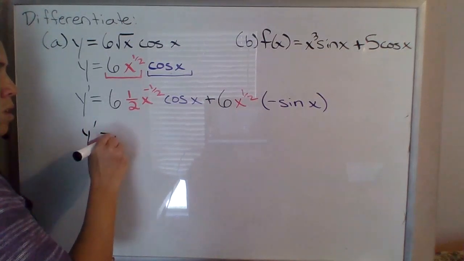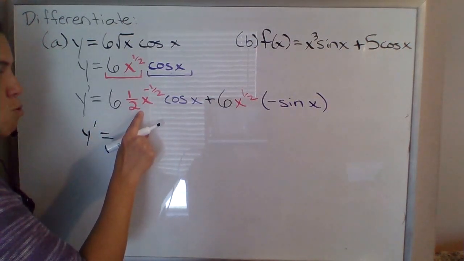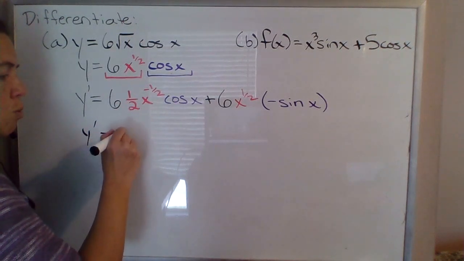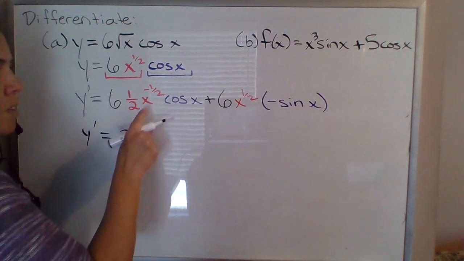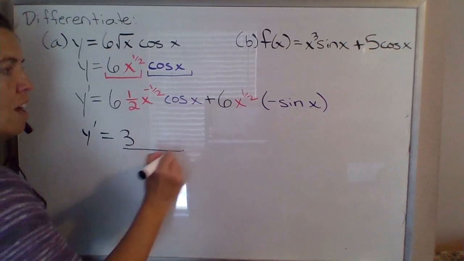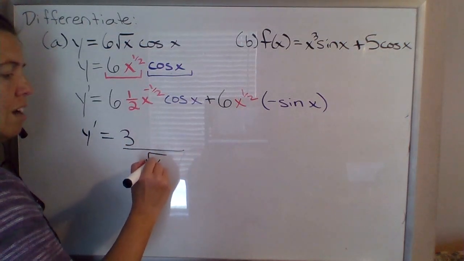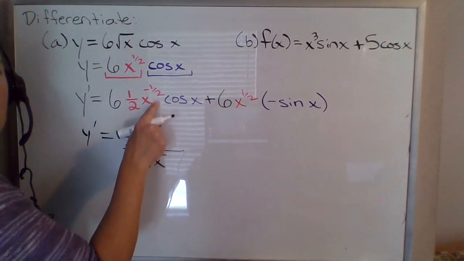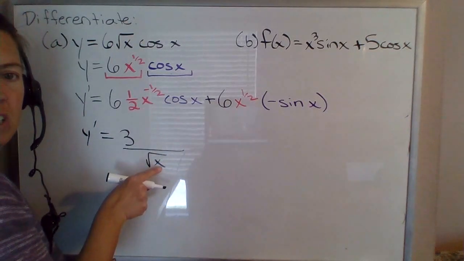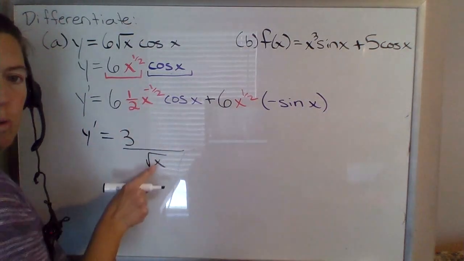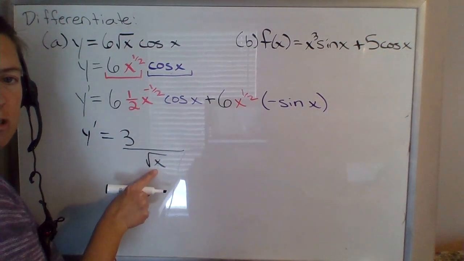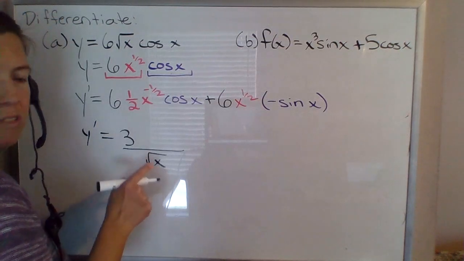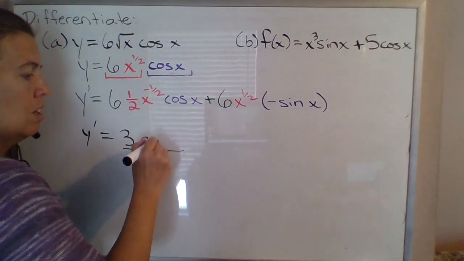So I would go ahead and multiply 6 times 1/2. That'd be 6 over 2, which is equal to 3. X to the negative 1/2. So that's going to be a square root of x in the denominator. The fact that it's negative moves it down to the denominator. And the fact that it's the 1/2 power makes it the square root, equivalent to writing square root of x. And then cosine x.